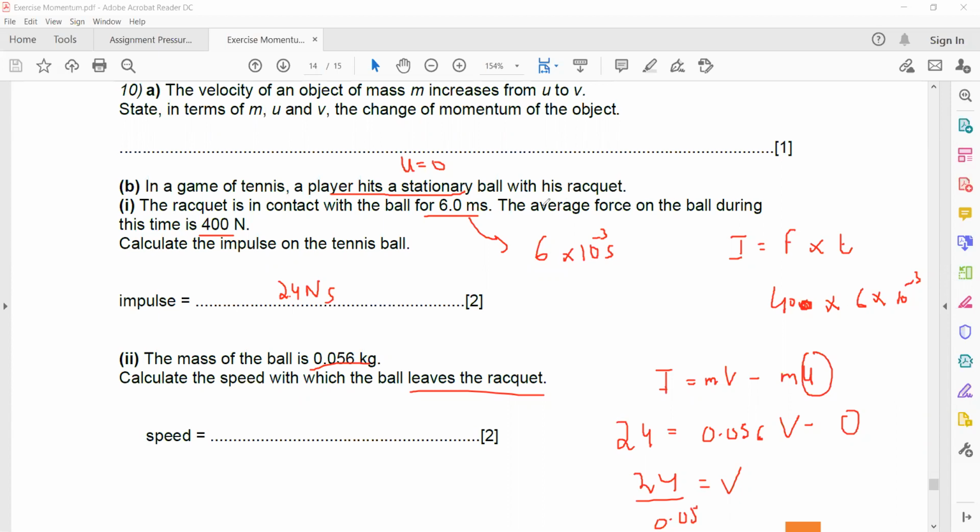Why is it 6 exponent? Because it is written 6 milli. So the term milli means 10 power minus 3. If you check this, this is a prefix which shows millisecond. The term milli, in the first lecture I explained, has this significance. It shows it is 10 power minus 3.